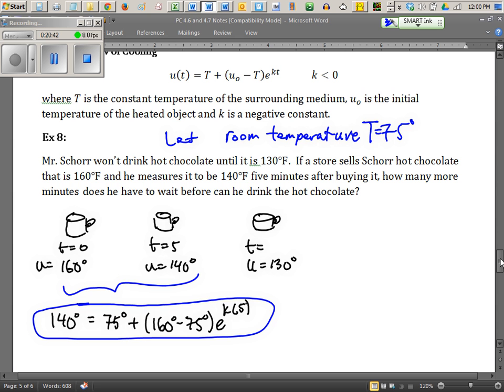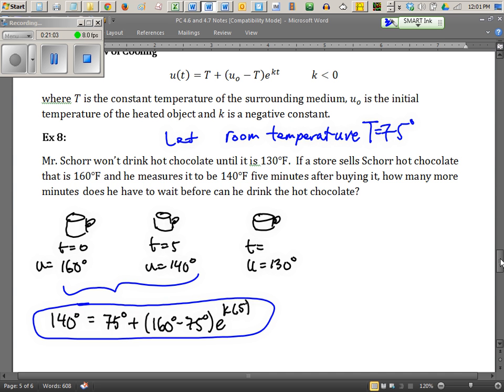Okay, so first thing I'm going to do is subtract the 75. Then I'm going to divide by this 160 minus 75, which is really just 85. So you're going to subtract that over, divide by this 85, ln both sides, divide by 5. Why don't you guys try it real quick? I'll pause the video, see if you get what I got for K.